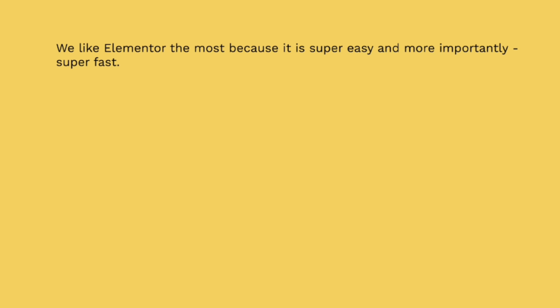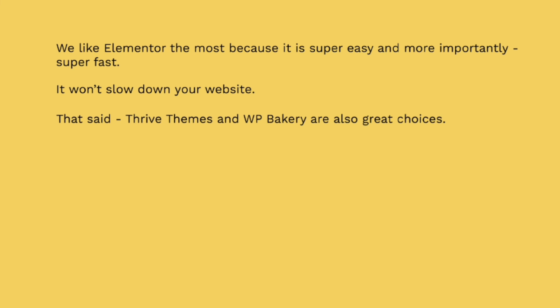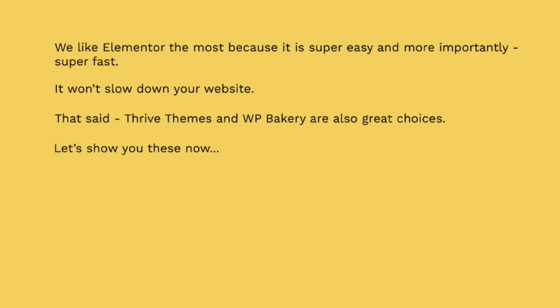We like Elementor the most because it's super easy and, more importantly, super fast. One thing to note is that as you begin to add more plugins to your WordPress site, it will actually slow things down. When we've tested things, we found that Elementor has a lot of features, but it doesn't have a lot of coding. So it runs really fast and it won't slow your website down. With that said, Thrive Themes and WP Bakery are really good choices. So let's hop on over to those websites and show you these in action.